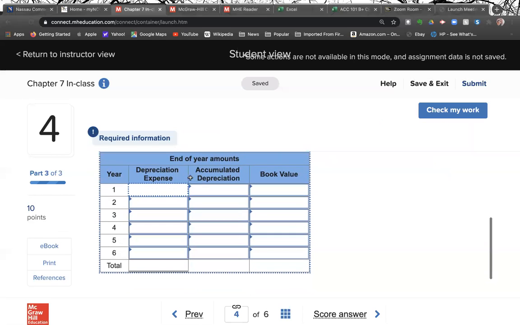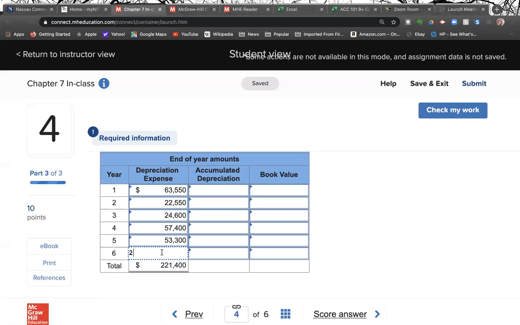So make sure you handle that correctly. So depreciation expense, 63,550, 22,550, 24,600, 57,400, 53,300, 24,600. Right? Adds up to 246. This has to add up to 246. This has to add up to 24, right? By the time we're done, 24.